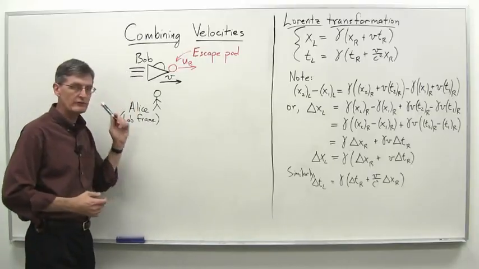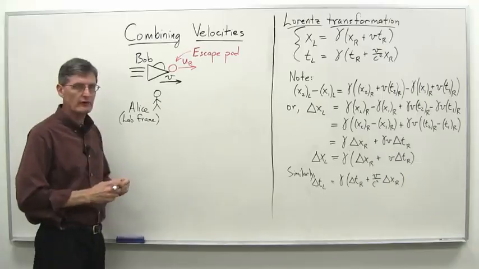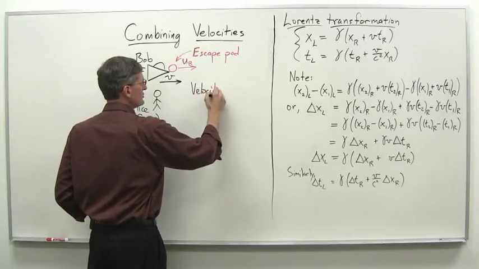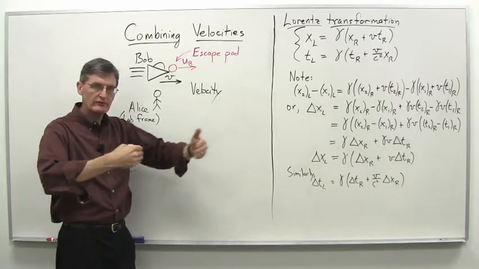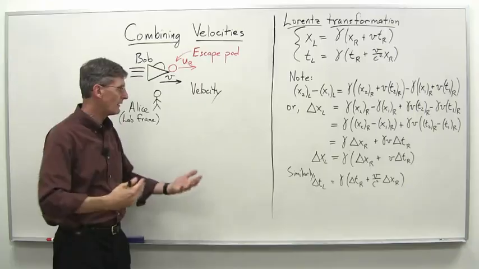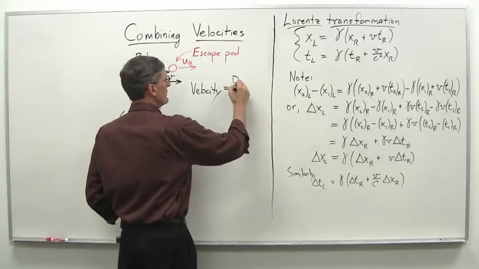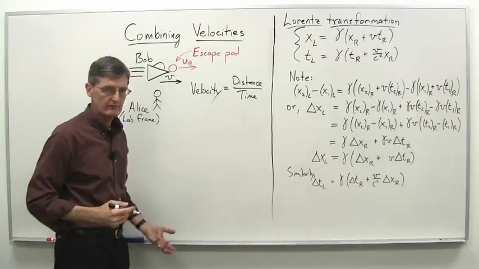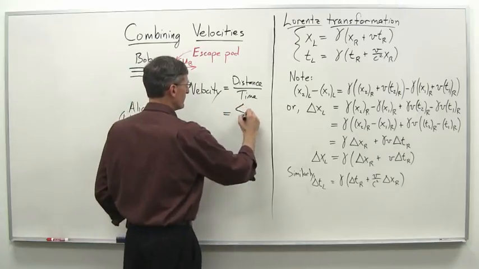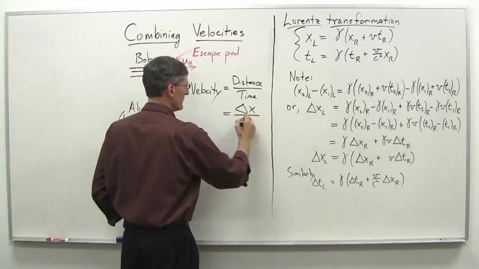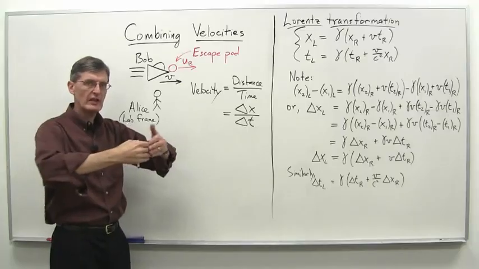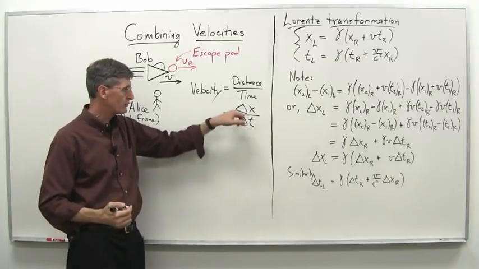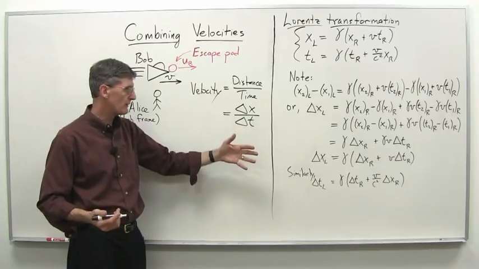Well, let's come back to our escape pod situation and remind ourselves what velocity is all about. Velocity is simply the change in distance, the distance covered, divided by an elapsed time. In other words, we can write this as delta x divided by delta t. The distance covered, the change in x, how far have you gone in a certain amount of time, delta t. x2 minus x1 divided by t2 minus t1.